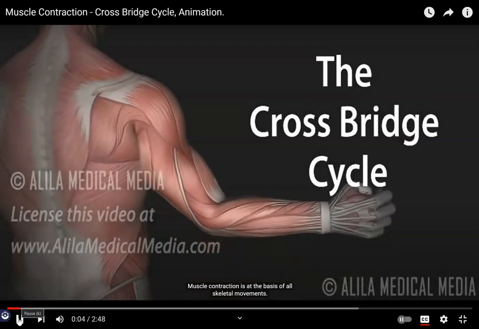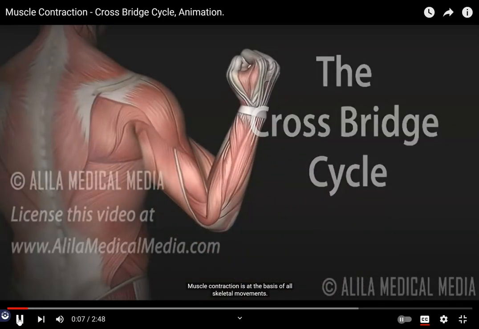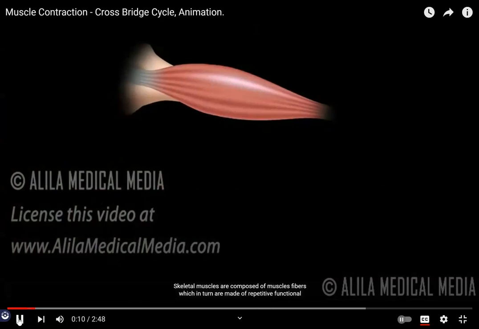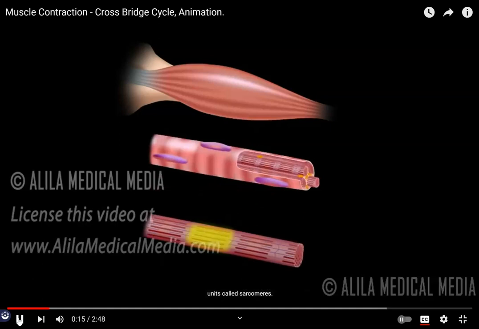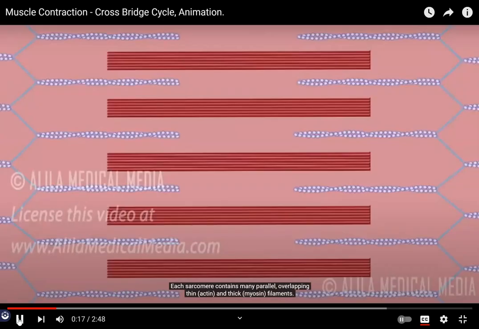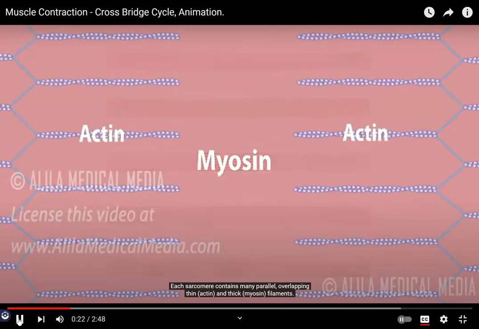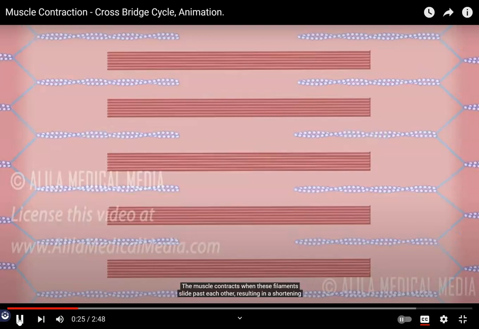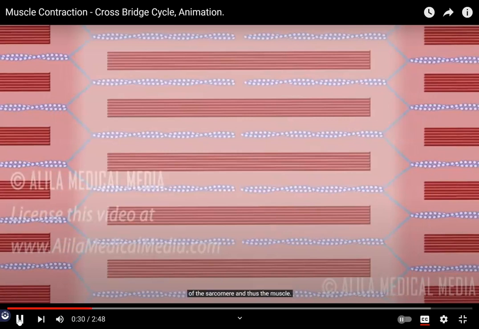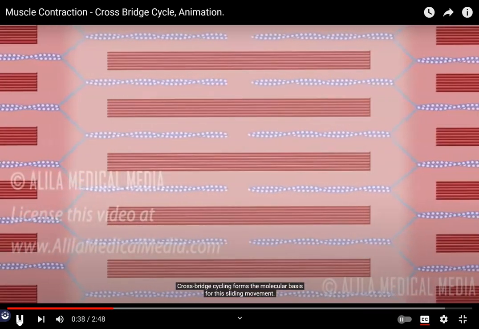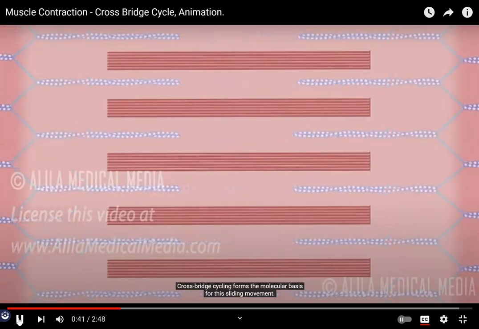Muscle contraction is at the basis of all skeletal movements. Skeletal muscles are composed of muscle fibers, which in turn are made of repetitive functional units called sarcomeres. Each sarcomere contains many parallel overlapping thin, actin, and thick myosin filaments. The muscle contracts when these filaments slide past each other, resulting in a shortening of the sarcomere and thus the muscle. This is known as the sliding filament theory. Cross-bridge cycling forms the molecular basis for this sliding movement.